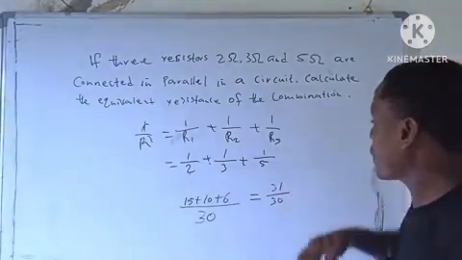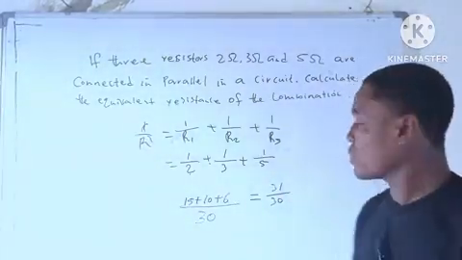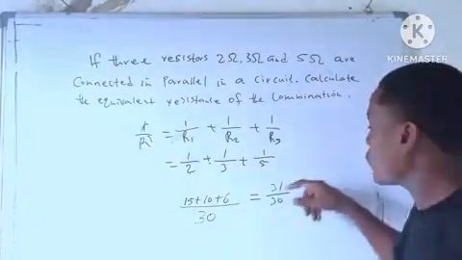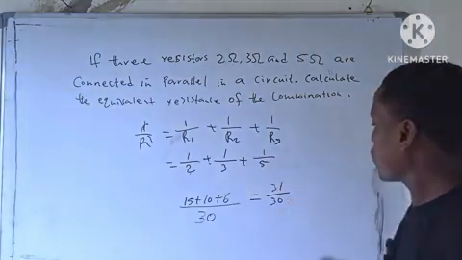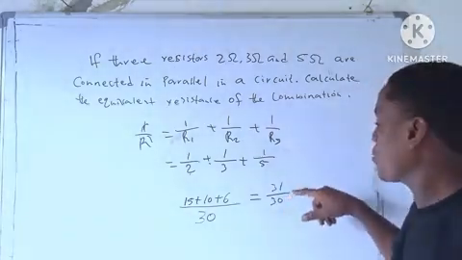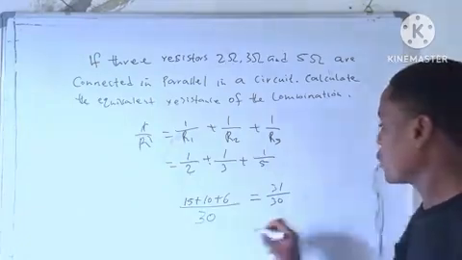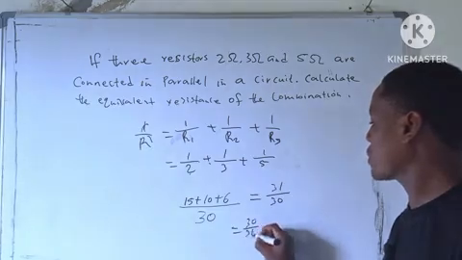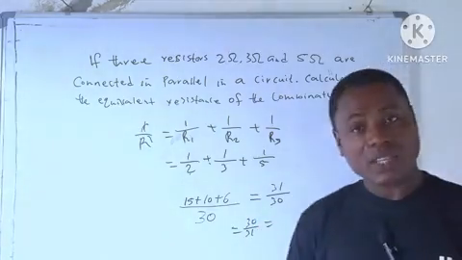Once you solve to this extent, what you should do is interchange them. Are you getting it? You will bring the denominator upward and bring the numerator downward. So you will have 30 all over 31. Are you getting it now?